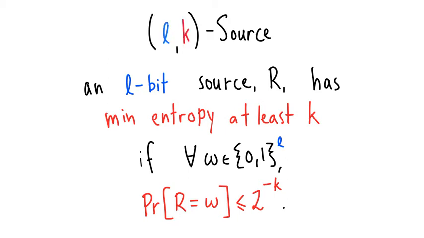So in particular, for shorthand, we're going to call this an LK source. L is the bit length, and K is a measure of the amount of entropy, or min entropy, of this randomness source. And this is a classic idea or concept from the extractor literature.